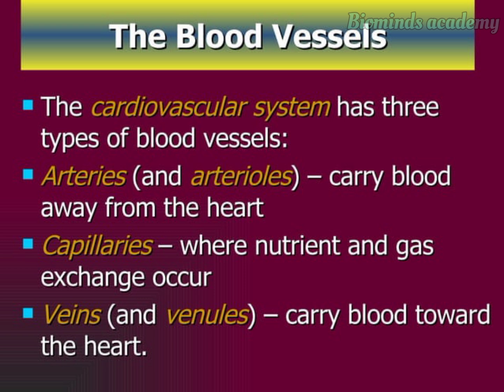Now let me tell you about the blood vessels. The cardiovascular system has three types of blood vessels: the arteries, veins and capillaries. Arteries carry oxygenated blood away from the heart to the tissues of the body. The largest artery is the aorta.